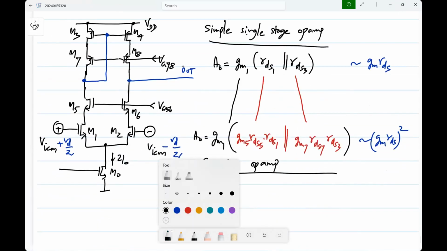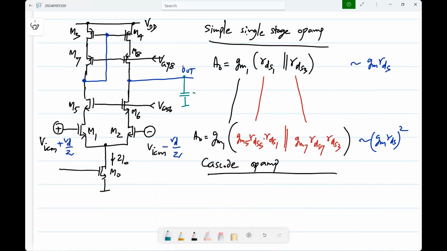If you load this with a capacitor CL, what is the unity gain frequency of the op amp by itself, ignoring all the other parasitics and so on? It will stay GM1 by CL, because the current through the cascode doesn't change. Okay. So you have GM1 VD by 2 from this side, which gets mirrored, GM1 VD by 2 from the other side, the two add up and it will give you GM1 times VD as the output current, and GM1 by CL will be the unity gain frequency. Is this okay?